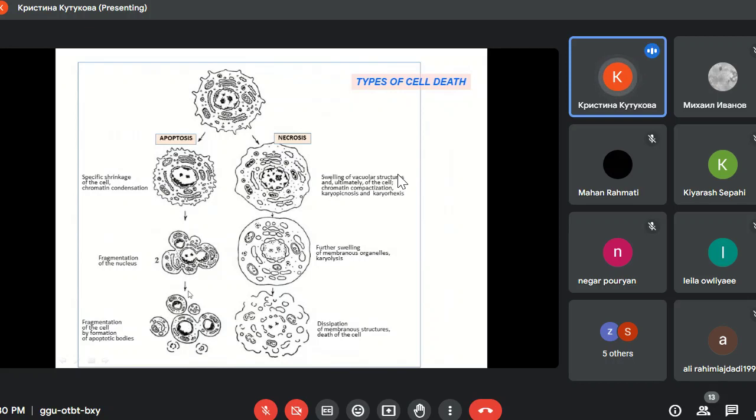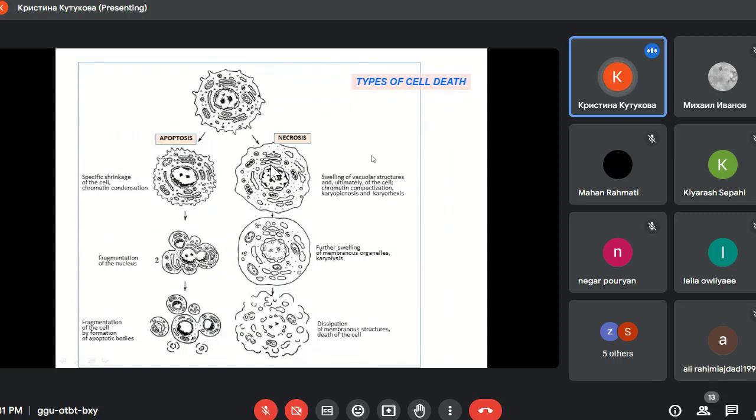This is true, for example, for the intestinal epithelium. It is constantly renewing, and constantly old cells die and new cells are produced by stem cells, and these dead cells can be disintegrated to smaller particles, and adjacent cells eat these particles.